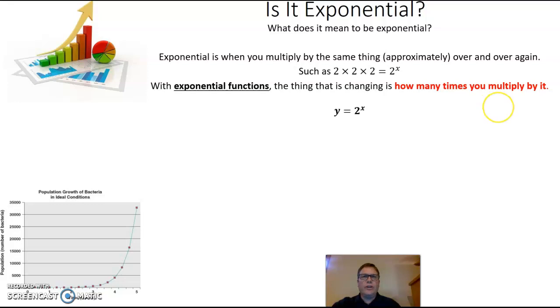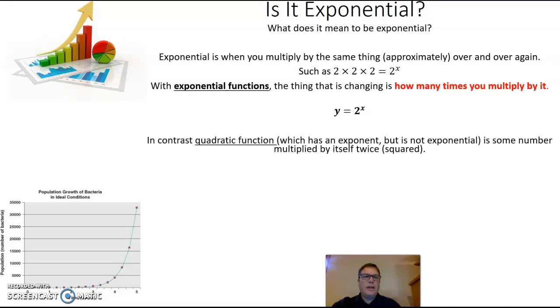So we write our functions typically something like this. Y would be equal to 2 to the x. Okay, again, the variable is how many times we're multiplying 2 by itself, and y is the output value, what we end up with.